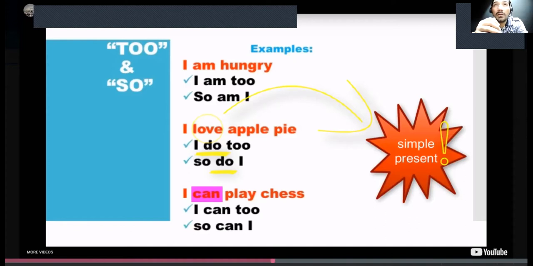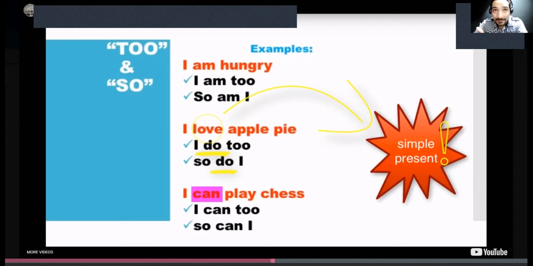¿Qué es lo que se está explicando acá? ¿Por qué salió el I am hungry? Dijo, se ocupa el auxiliar de lo que se me está diciendo. Es decir, I am hungry, voy a contestar, I am too, o so am I. I love apple pie. Me están ocupando presente simple. Puedo contestar como I do too o so do I. Son dos opciones siempre. Y con el auxiliar, sigo con el auxiliar.